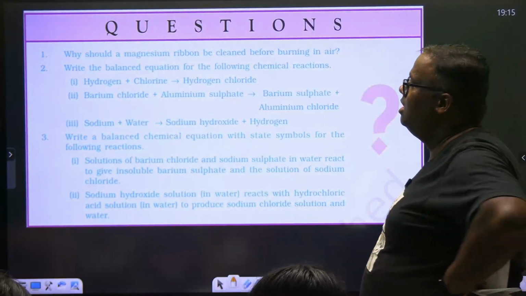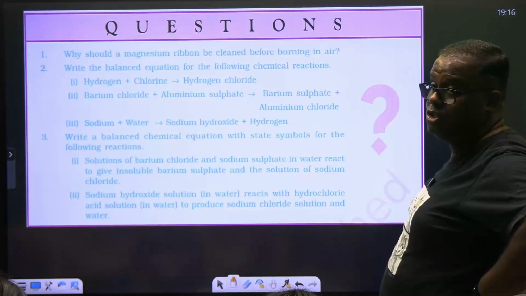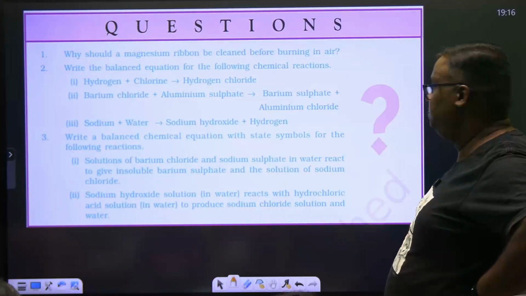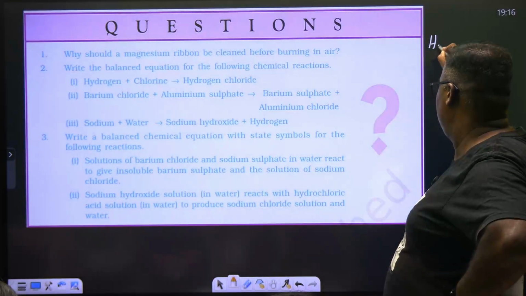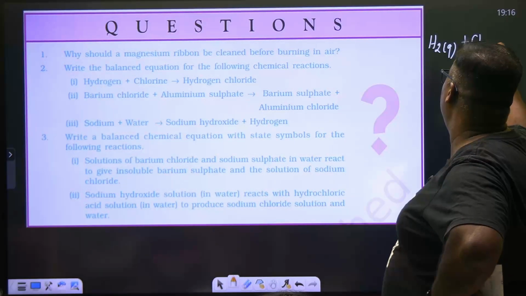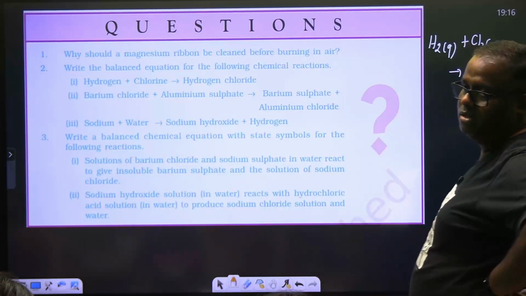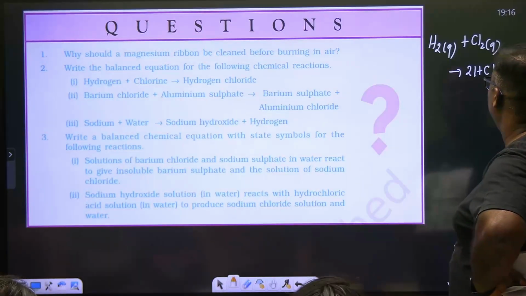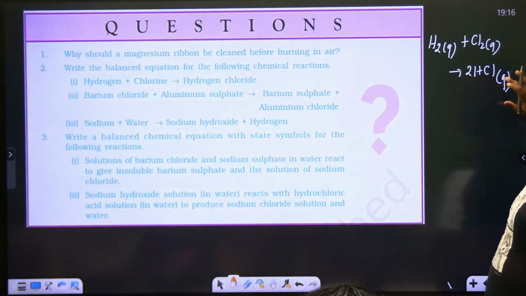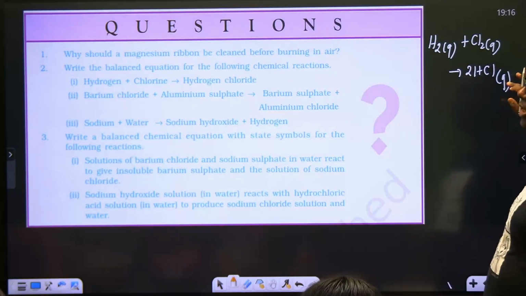Okay. The next one says, write a balanced equation for the following. Balanced means it should be informative. Hydrogen, chlorine giving you hydrogen chloride, right? Hydrogen is a gas, so it will be H2 in gaseous form, reacts with chlorine, which is Cl2 in gaseous form, and gives you hydrogen chloride, which is 2HCl, right? So here 2HCl, we can write it in gaseous form. Later on, you will see hydrogen chloride is also hydrochloric acid. At that time, it will be in aqueous form. Clear?